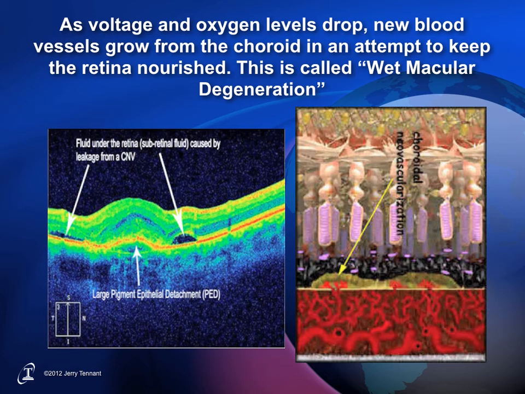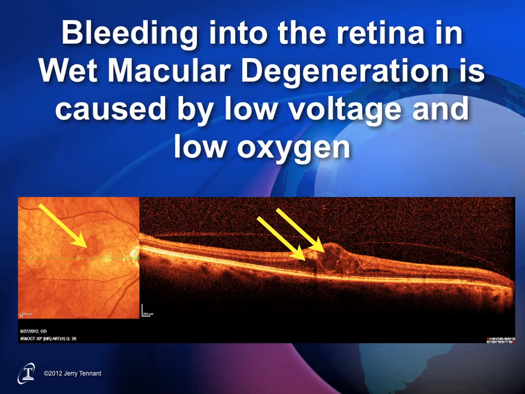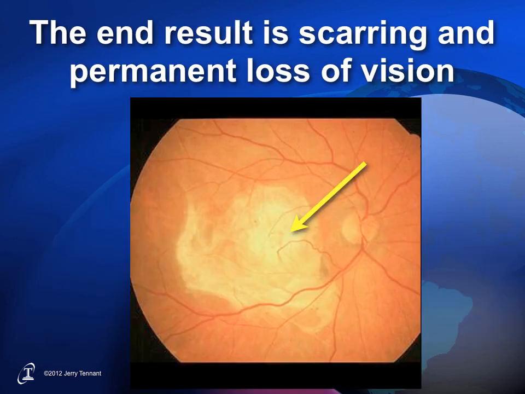As voltage and oxygen levels drop, new blood vessels grow from the choroid in an attempt to keep the retina nourished. This is called wet macular degeneration. Bleeding into the retina in wet macular degeneration is caused by low voltage and low oxygen. Anytime in any tissue there is low oxygen, the body will create new blood vessels to grow in an effort to provide adequate oxygen to that tissue. These new blood vessels can bleed into the retina, and all of the inflammation caused by this bleeding eventually causes scarring and permanent loss of vision.